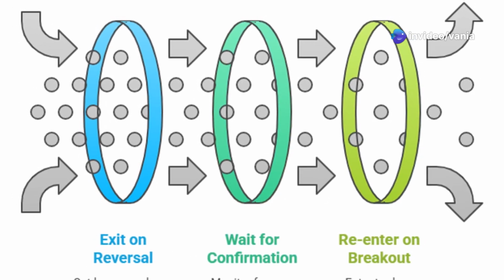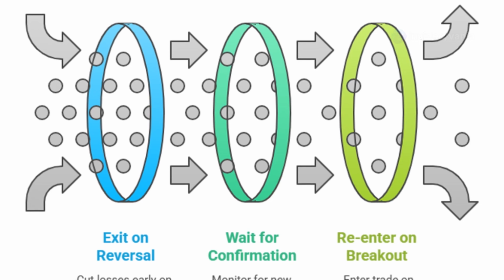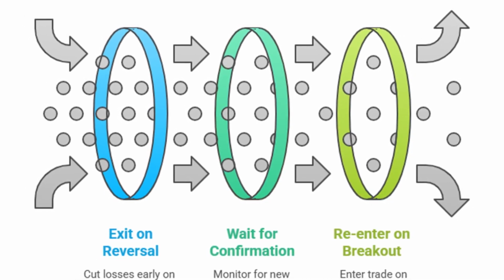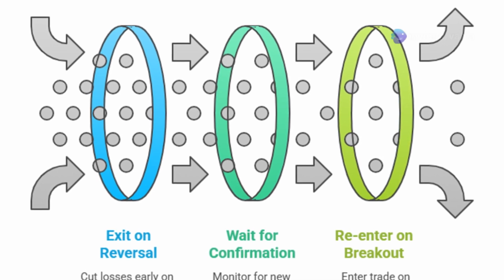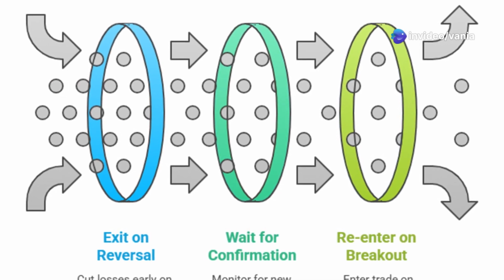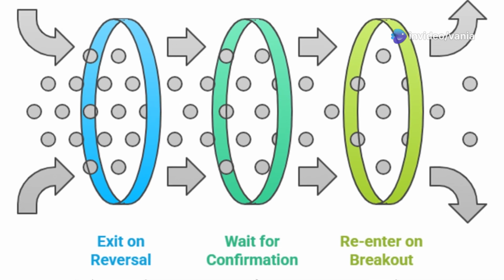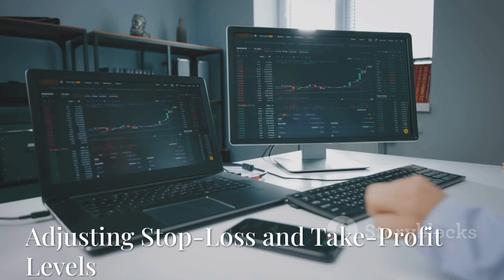Exit quickly if key support or resistance is reclaimed. If the price moves back below resistance, or above support in a breakdown, without continuation, it's best to cut losses early. Re-enter only if new confirmation appears. Sometimes breakouts fail initially but succeed later. If volume picks up and price breaks out again, a re-entry may be considered.